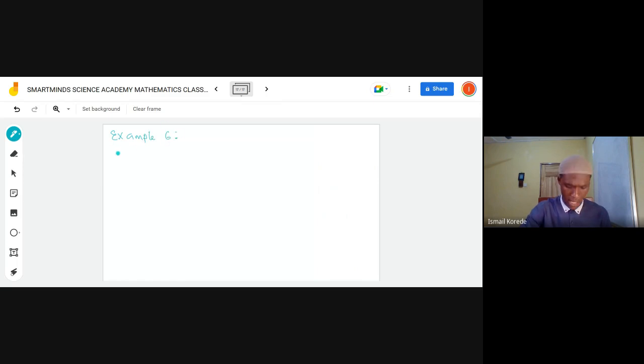Example 6: evaluate 81 over 16 to the power of negative 1 over 4, times 2 to the power of negative 1. Because you have a negative sign, you can flip the fraction. So I have 16 over 81, then 1 over 4, times 1 over 2.